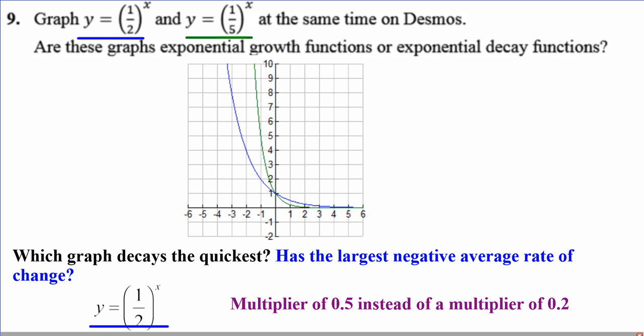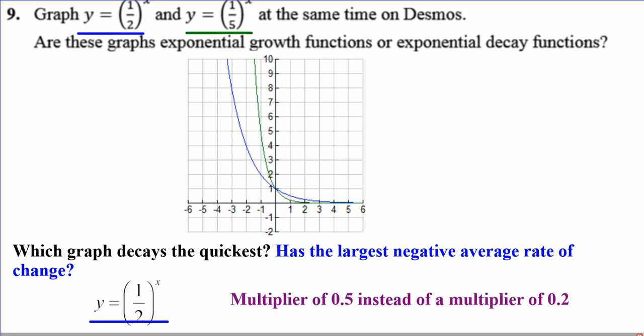Well, that's the 1/2, right? So we're multiplying by 0.5 instead of a multiplier of 0.2, which is your 1/5. Splitting something up into 2 sections versus 5 sections, that section of 2 would be bigger than each section of 5.